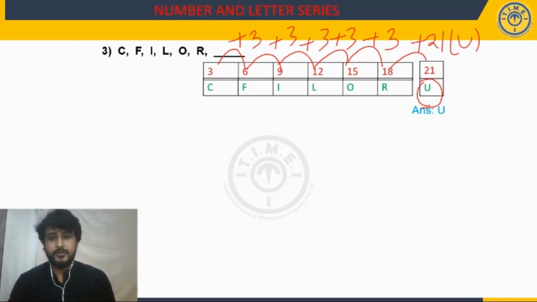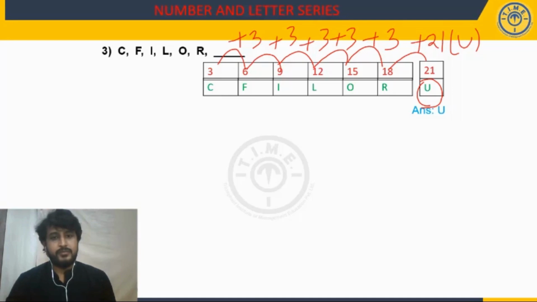Please take a note: the logic along with the place values. C's place value 3, F's place value 6, I's place value 9, L's place value 12, O's place value 15, R's place value 18, and the logic is plus 3, plus 3, plus 3, plus 3, plus 3. So 18 plus 3 is 21, and U's place value is 21.